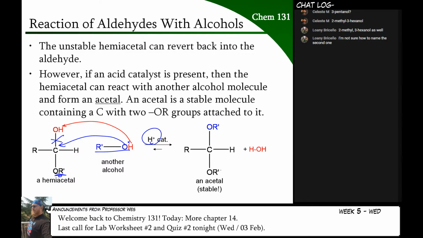Now, when you get an acetal, you get a stable result that does not tend to return to the initial reactants. So, the general process that we just did in this reaction: we started with an aldehyde, and then we got a hemiacetal, and then we got an acetal.